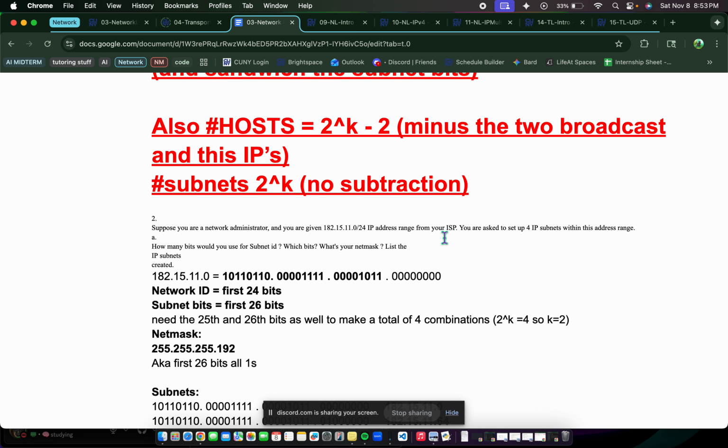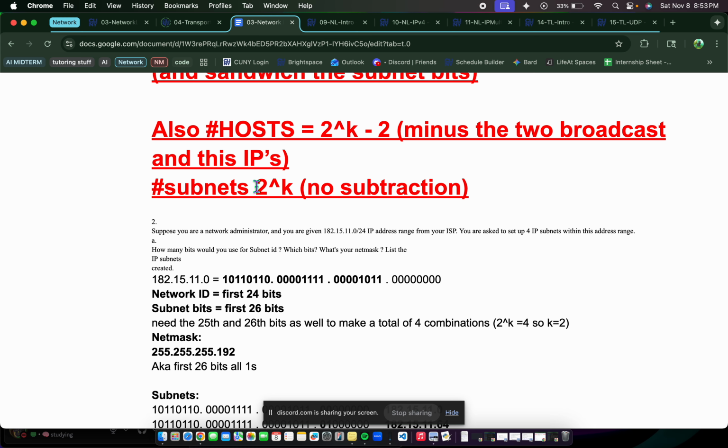And the way we do this is we know that the subnet formula is 2 to the k. So 2 to the k equals the number of subnets. Well, how many subnets do I need? 4. So 2 to the k equals 4. That means k has to be 2, meaning we need 2 extra bits. These guys over here are going to be our subnet bits. So our total subnet is going to be all of this.